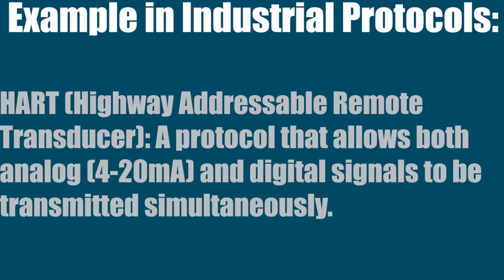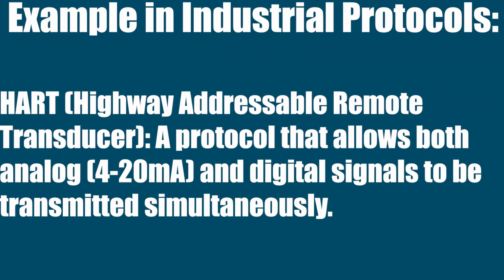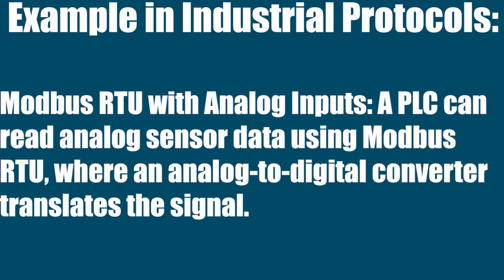So examples where you're going to find this in industrial protocols. You'll find it with HART, stands for Highway Addressable Remote Transducer. So a protocol that allows both analog 4 to 20 milliamp and digital signals to be transmitted simultaneously. Modbus RTU with analog inputs. So you'll have a PLC that can read analog sensor data using Modbus RTU, where an analog to digital converter translates the signal.